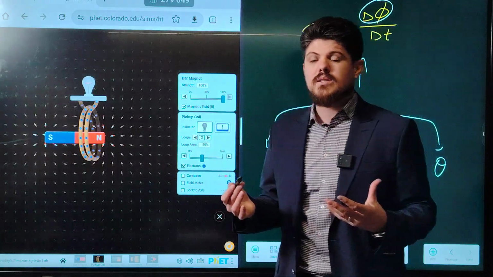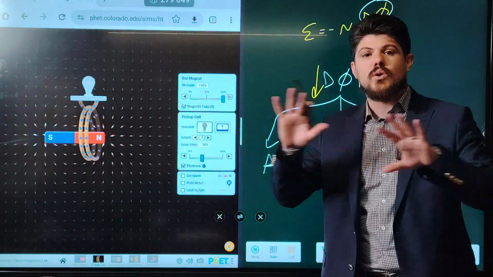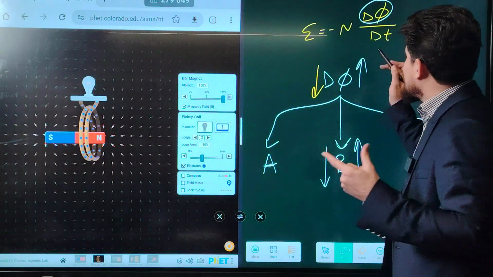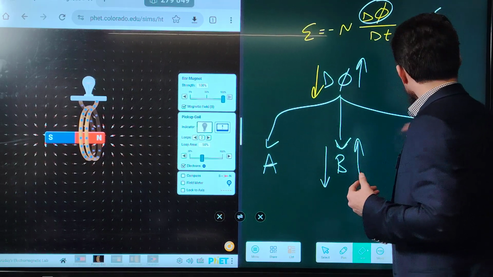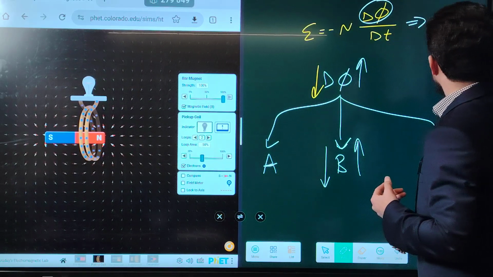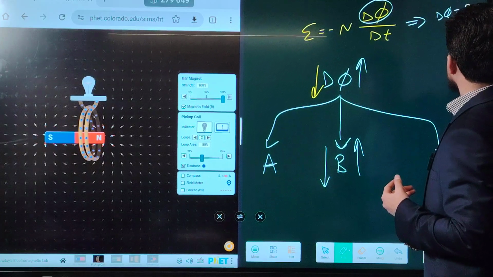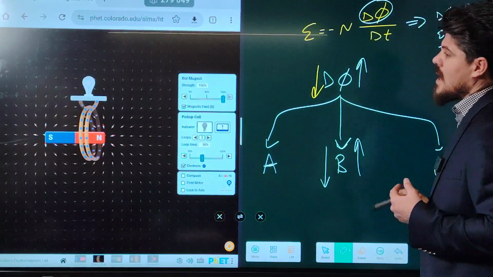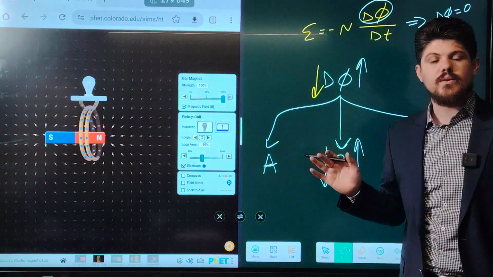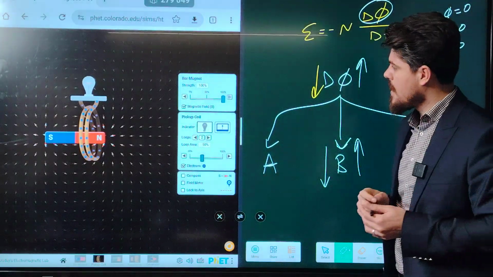It means that delta flux is equal to what here? Delta flux is 0. No change in flux. If delta flux is 0, what happened? Guys, if change in flux is 0, EMF is 0, current is 0, and the flow of charge is 0. There is no flow of charge.